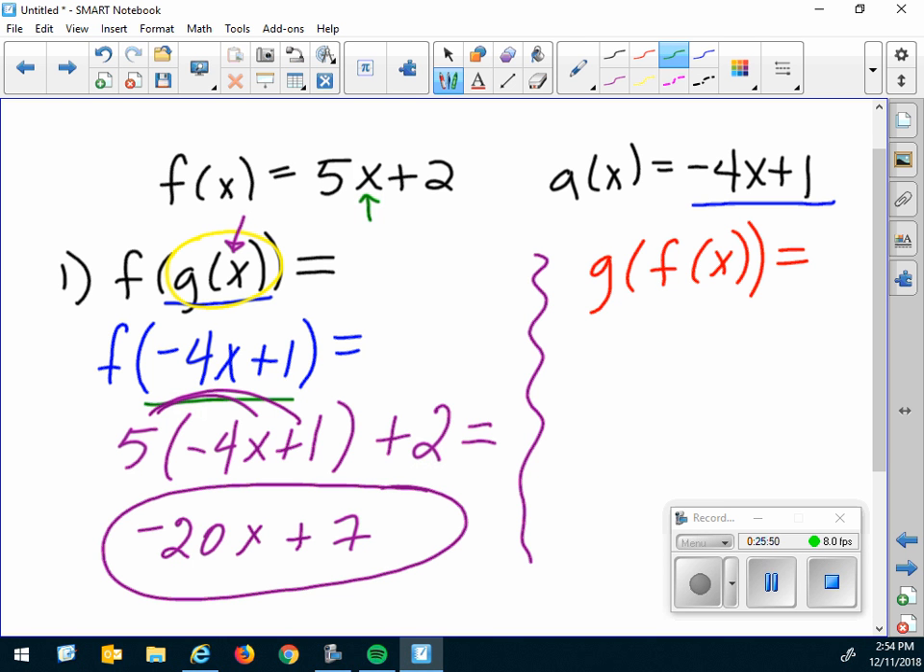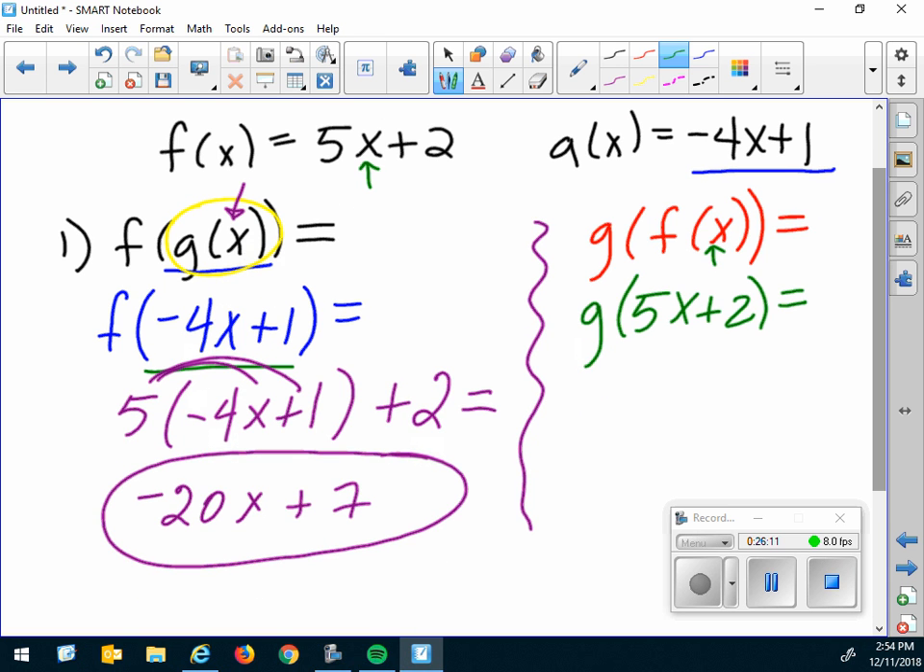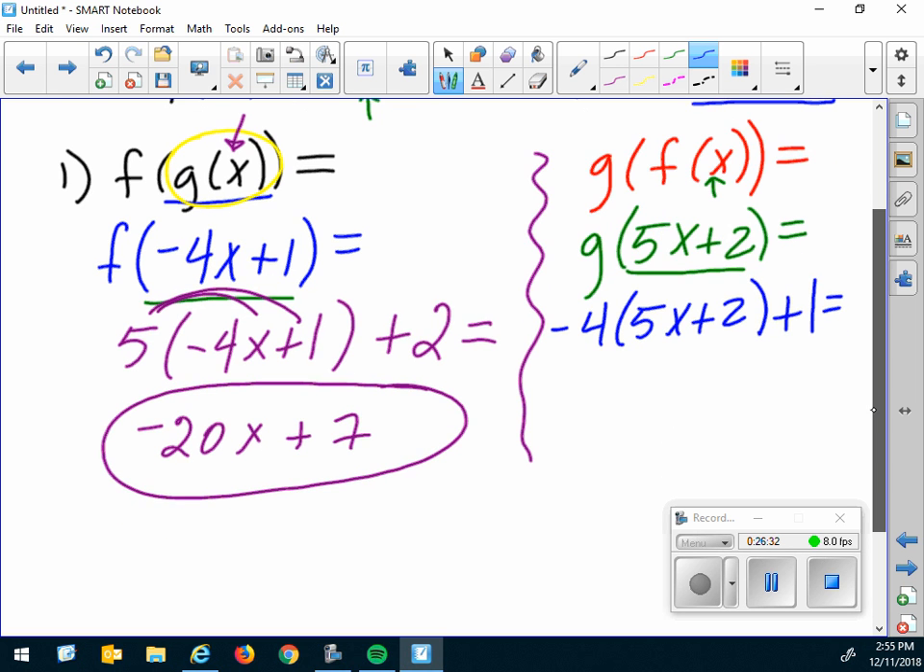F. What goes into F? X. Well, what is f of x? 5x plus 2. So what's going to go into G? 5x plus 2. Aha, so you're going to write this. G of 5x plus 2. Well, here's G. Where is this going to go? It's going to go right there. So what are we going to write down? That's exactly what we're going to write down.